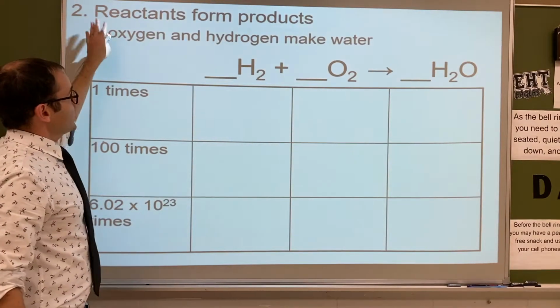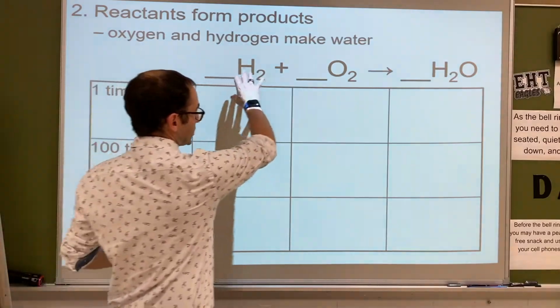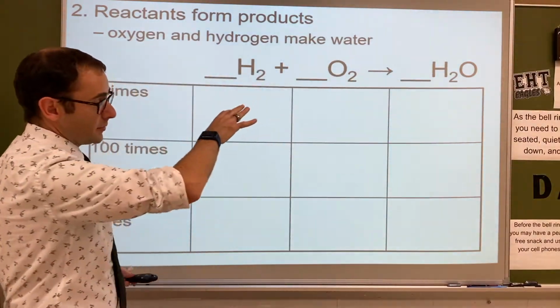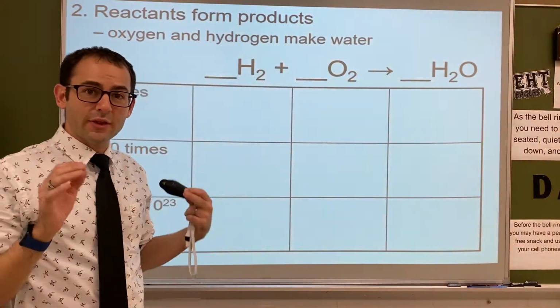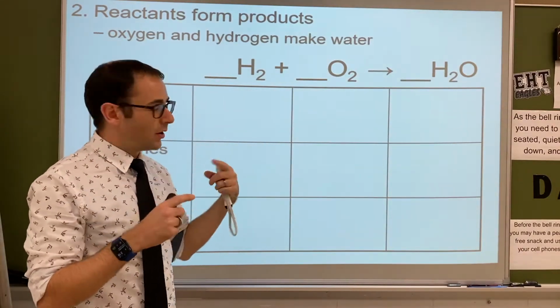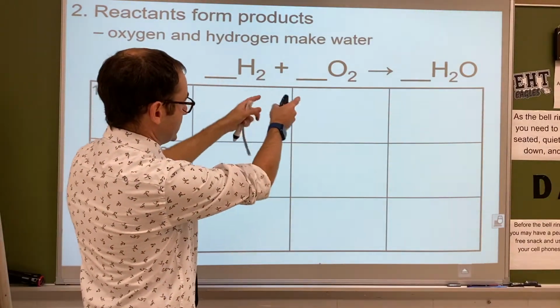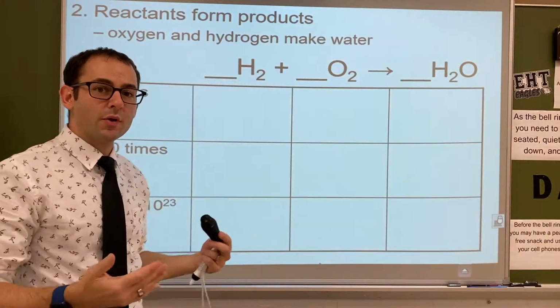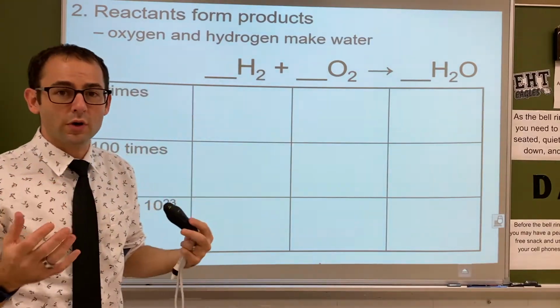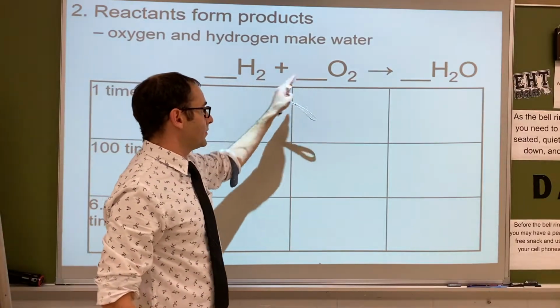Next thing, reactants form products. In the last chapter, we looked at equations, we balanced them, and that was kind of all we did with them. In this chapter, we're going to use these equations to then figure out, well, all right, how much water can we actually make if we have some hydrogen and some oxygen? So that's the main purpose of this chapter, is how much water or how much of a product can we make if we have a certain amount of the reactants.